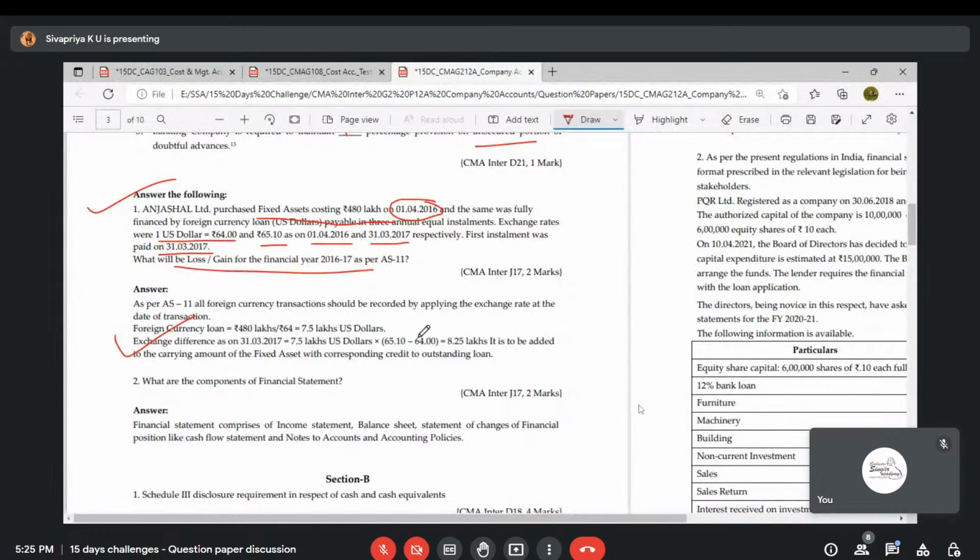So 64 is the rate at which we purchased, and 65.10 is the rate at the closing of the financial year. The difference between these two, multiply this with 7.5 lakhs. What is this 7.5 lakhs? You purchased for 480 lakhs, which is in rupees. To convert it into dollars, on which date's exchange rate do you use? That day's exchange rate, which is 64. Divide and you will get 7.5 lakh US dollars. Multiply this by the difference and you will get 8.25 lakhs.